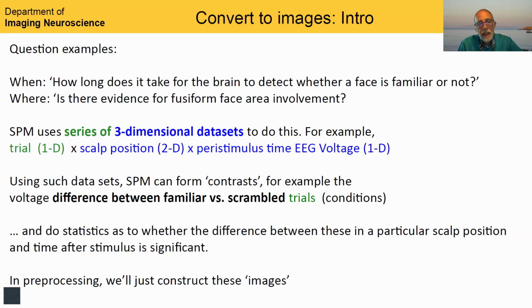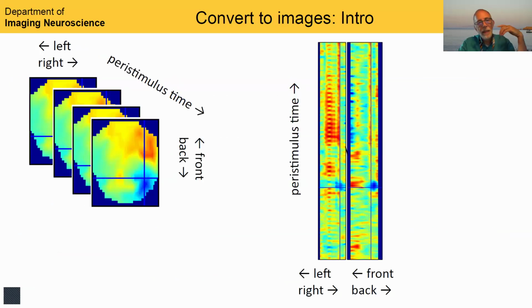Using such data sets, SPM can form contrasts, for example, of the voltage difference between familiar versus scrambled trials, and do statistics to see whether the difference in a particular scalp position is significant. So the last thing we're going to do is construct these images. And when we've done that, this is what it's going to look like.